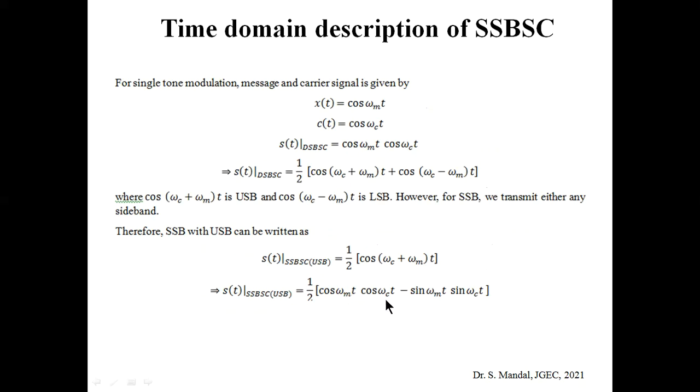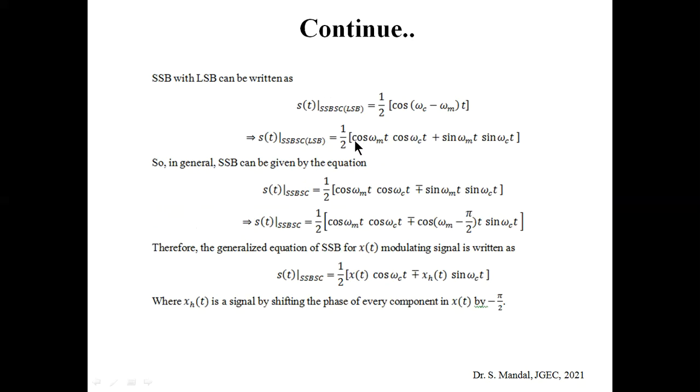One is cos ωmt into cos ωct minus sin ωmt into sin ωct, and for LSB the equation becomes half into cos ωmt into cos ωct plus sin ωmt into sin ωct. By combining these two equations for USB and LSB, the general equation for the SSB-SC can be written as half into cos ωmt into cos ωct minus/plus sin ωmt sin ωct. Minus will be used for the USB, and plus will be used for the LSB.